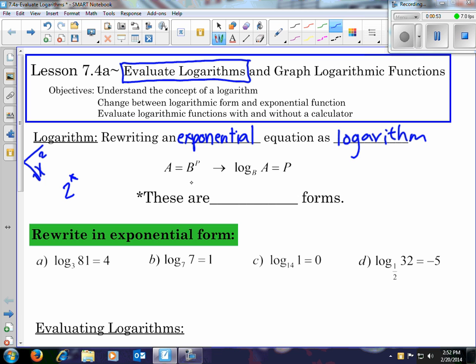Now, here are the two equations. We have a equals b to the p, which goes to log base b of a equals p. So I have my answer is equal to the base to the power, and then I have the logarithm base of the answer is equal to the power. I know this looks confusing, but it will be less confusing in a minute. The only thing I want you to really know is that these two forms are equivalent.